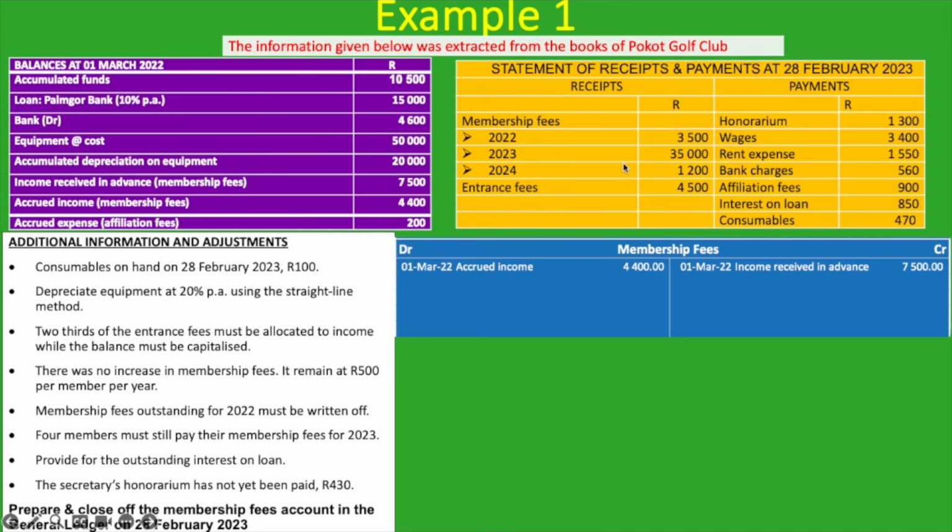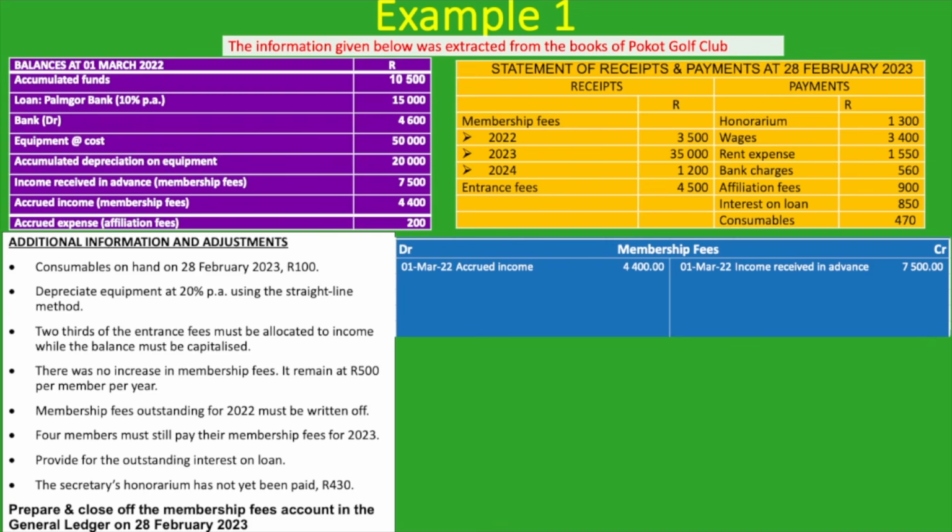And for 2024, it's written 1,200. It means some members have paid 1,200 rand for services that they will enjoy in the financial year ending 2024. So it's for next financial year. That means it's income received in advance for the following financial year. But here's what we need to do. We need to add these three amounts and put them as bank.